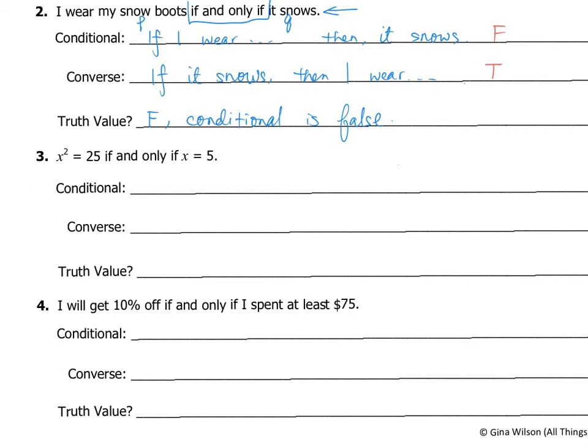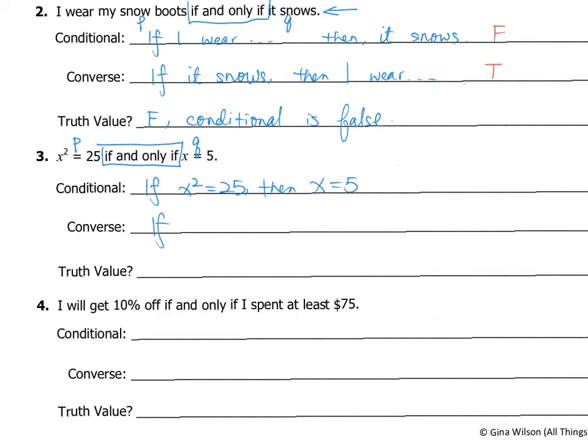Another example, x squared equals 25 if and only if x equals 5. So here's my P, and here's my Q. Conditional, if P then Q. So if x squared equals 25, then x equals 5.